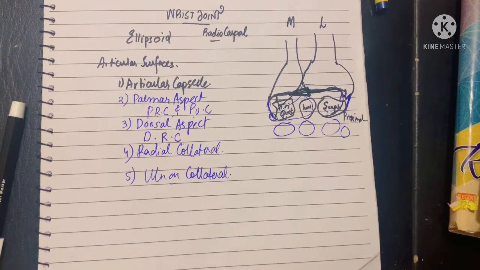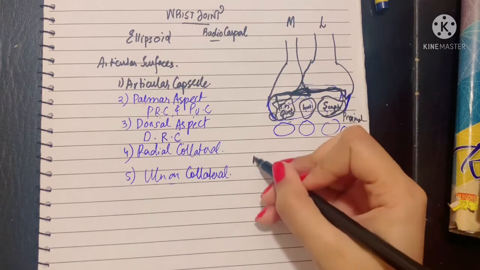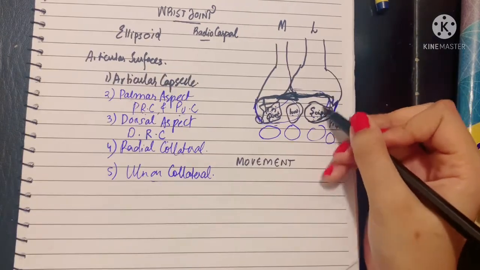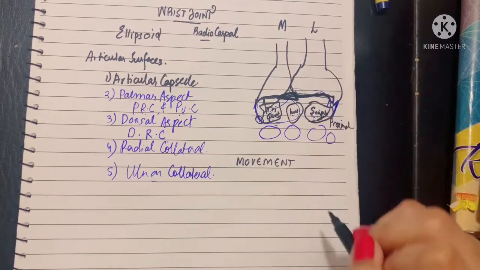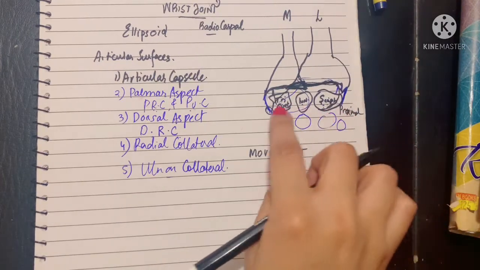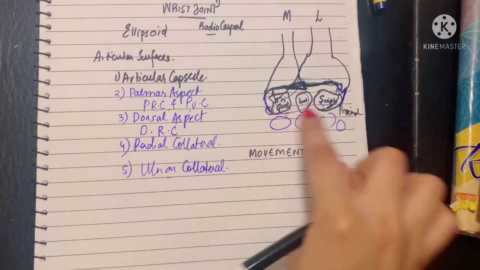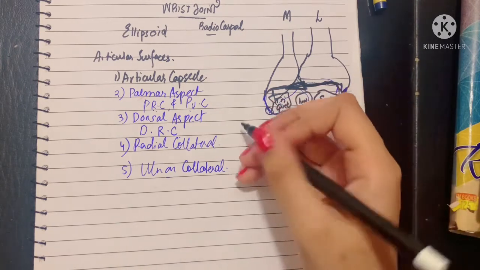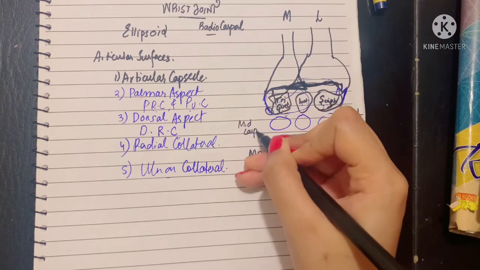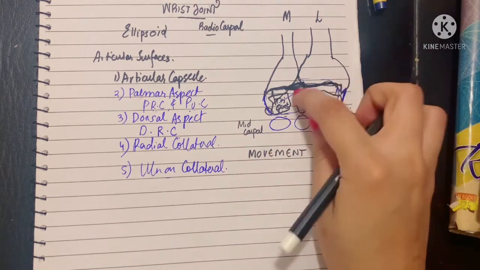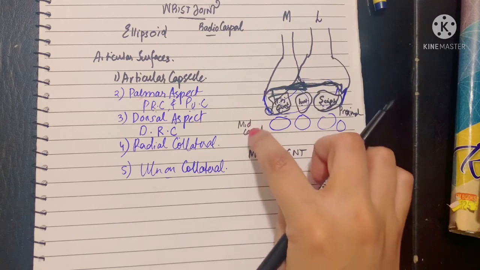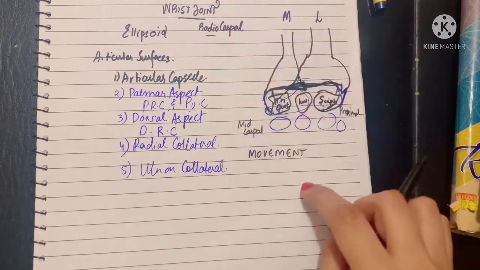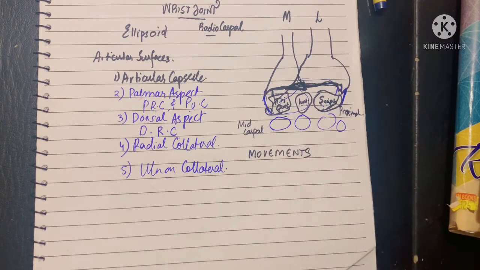Let's talk about the movements of the wrist joint now. The movements of the wrist joint are basically brought about by the wrist joint or the radiocarpal joint, but another joint is also involved in these movements, and that joint is the midcarpal joint, the joint formed between the proximal and the distal row bones. However, when we talk about the wrist joint, it is solely the radiocarpal joint. Do not confuse it with the midcarpal joint. The midcarpal joint is basically assisting the radiocarpal joint in carrying out movements of the wrist. So what are the movements of the wrist?